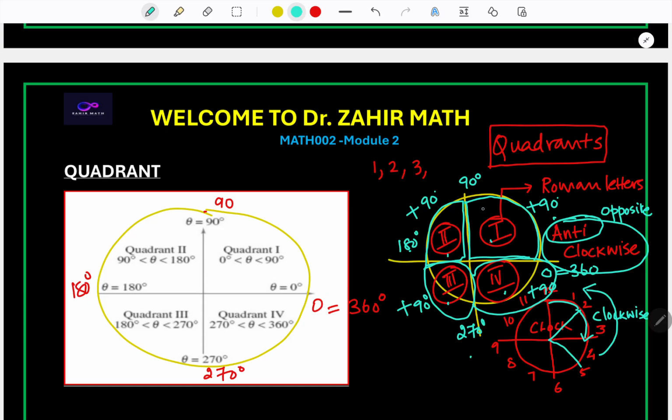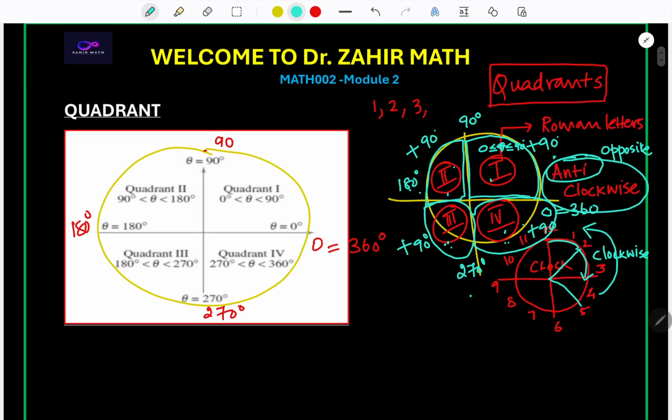So we can write it here, theta lies between 0 to 90. Similarly here 90 to 180. Similarly here 180 to 270. And here 270 to 360. Right? Yes. Now these are all quadrants. These are all locations we said.